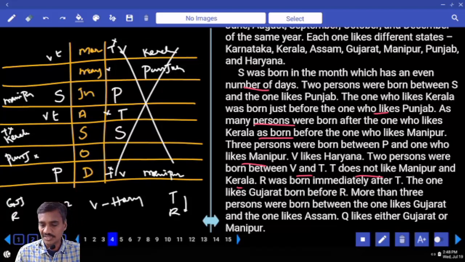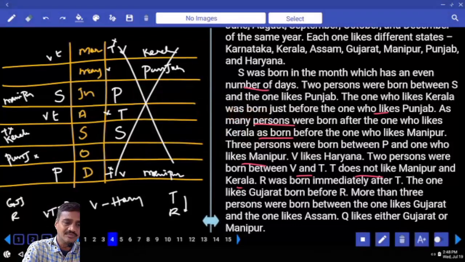And more than 3 persons between Gujarat and the one who likes Assam. Gujarat and Assam, more than 3 people. Q likes either Gujarat or Manipur. Now Manipur is ruled out. Hence Q must be Gujarat. Isn't it? As Q is Gujarat, tell me what are the different possibilities we have.